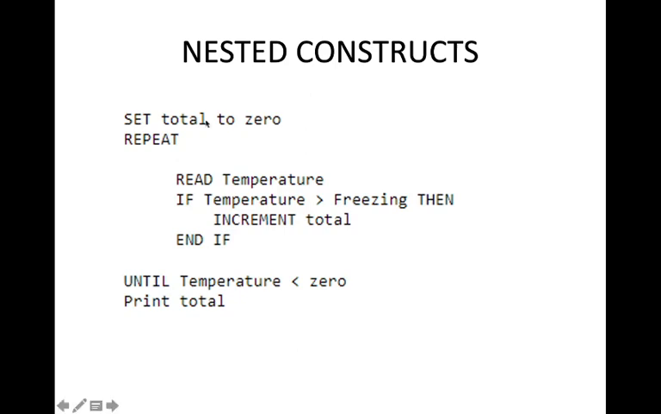Okay. So this is another example for repeat and until. Here we are setting the total to 0. Then we are asking to repeat. We are not checking the condition, so whatever the condition, all these statements will be executed at least once. After that it will check whether temperature is less than 0. If it is true, then it will go to the next statement. If this is false, then again these statements will be repeated.